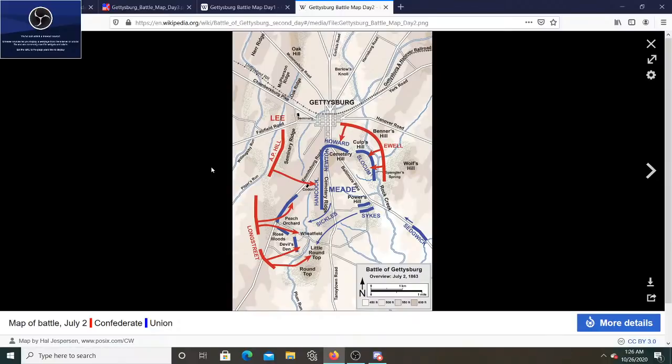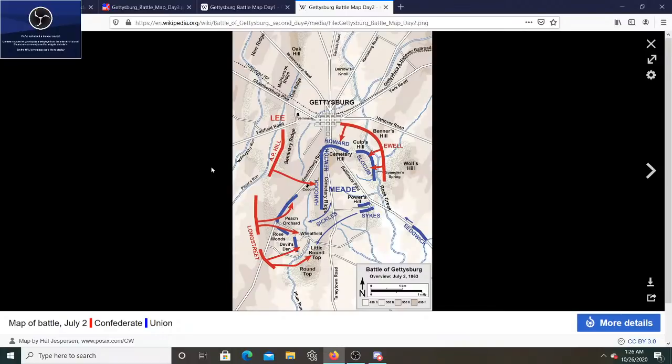So anyway, one thing I'm noticing looking at the map, especially on day 2, I didn't realize that Ewell was so far around the flank of Slocum and some of the other commanders. Yeah. Because I know the part of the battle that people usually focus on is what Longstreet does at Little Round Top and then with Pickett's Charge, but I didn't know that much about Culp's Hill. Can you tell us about Culp's Hill some?